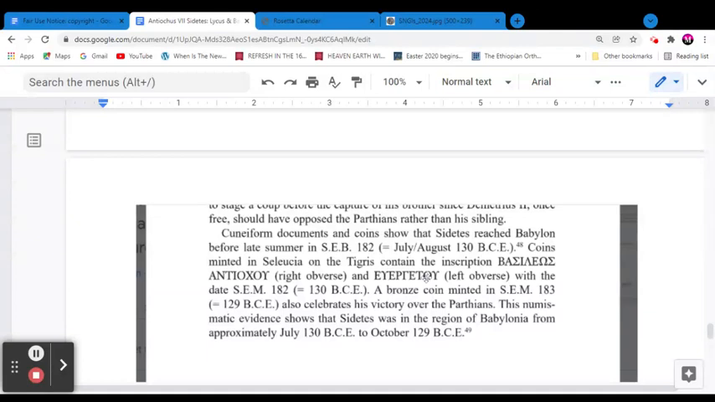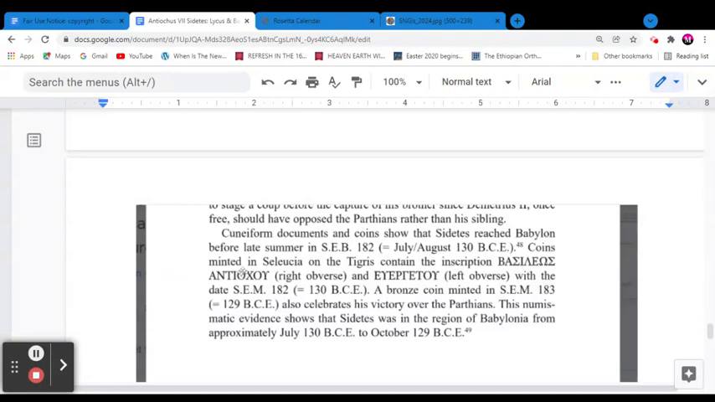Okay, so when you read this passage here, it said cuneiform documents and coins show that Sidetes reached Babylon before late summer. Do y'all see that? Late summer in SEB 182. So that's dealing with this Seleucid era date. When they converted, they got July or August 130 BCE.